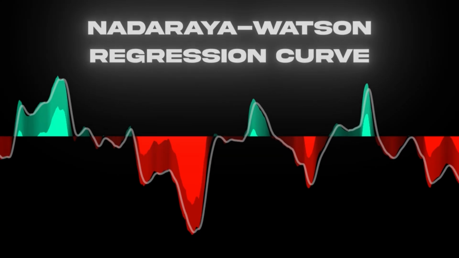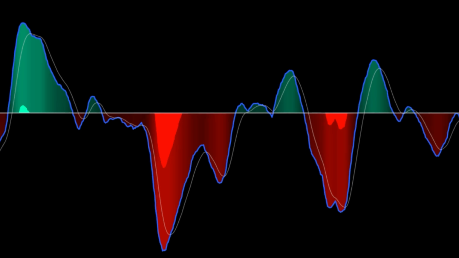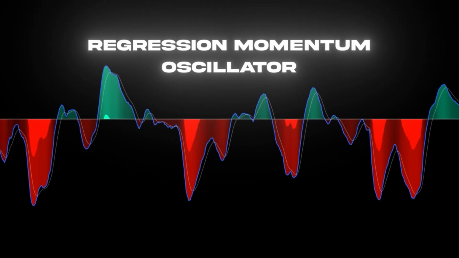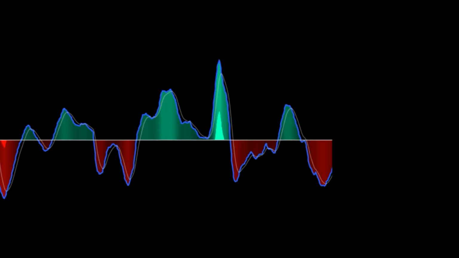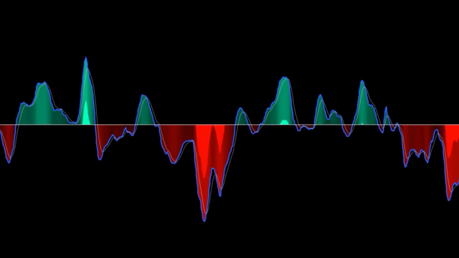The first component is the Nadaraya-Watson regression curve. This creates a smooth estimate of the underlying trend while reducing noise. Next comes the regression momentum oscillator. Instead of measuring momentum directly from price, it measures momentum from changes in the regression estimate. This creates a much cleaner momentum signal.